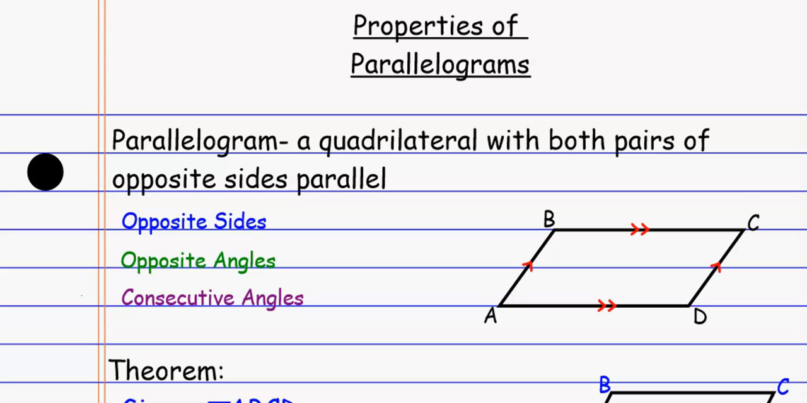So just be aware of those terms. Opposite sides should be fairly obvious. The opposite angles thing should be fairly obvious. Students usually trip over the consecutive angles. Just as we're listing these going around the outside, A and then B, so those are consecutive. B and then C, C and then D, D and then A.